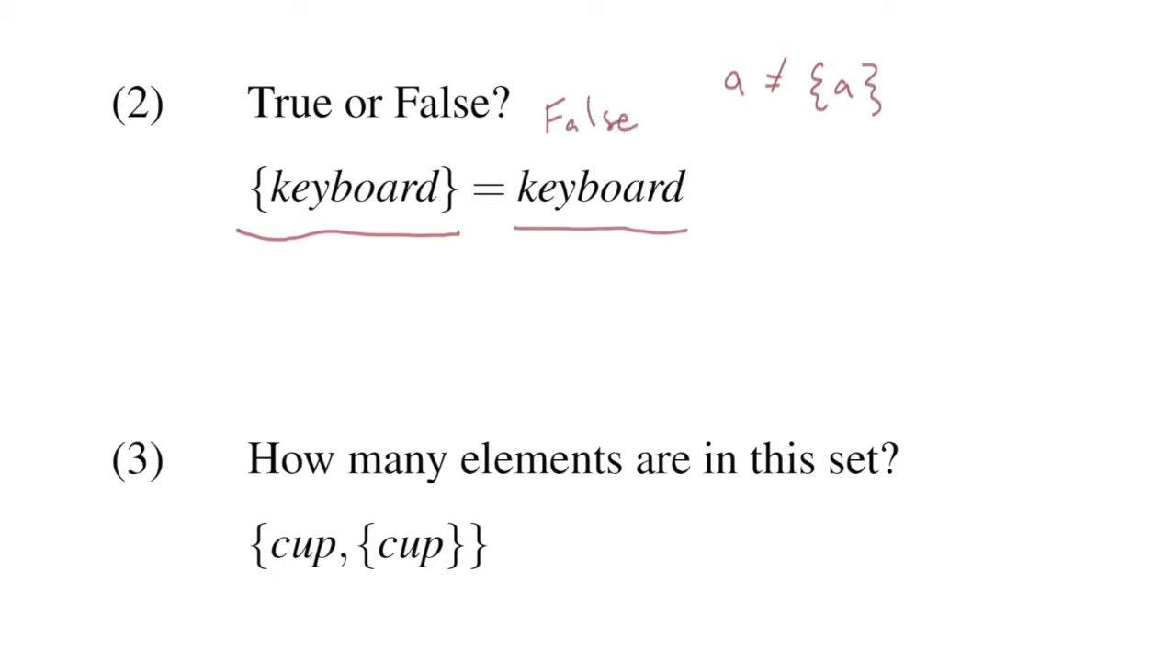Okay, let's look at the next one. Let's use a different color. How many elements are in this set? So we've got 1, the cup, and then the second element is the set containing cup. Now again, we know that A is not the same thing as the set containing A, so the set containing cup is a new element. It's not a repeat, it's a different object. So we got 1, 2 elements, so the answer is 2.